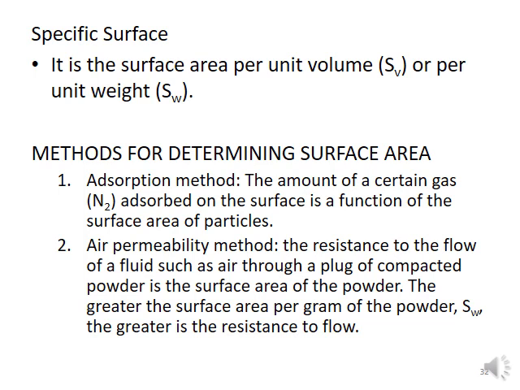So if we can determine the number of moles of nitrogen necessary to cover the surface, and if we know, multiplied by Avogadro's number, then we know the number of molecules required to cover the surface. Multiplied by the cross-sectional area of the nitrogen molecules, which is 16.2 angstrom square, the surface area of the powder can be determined.